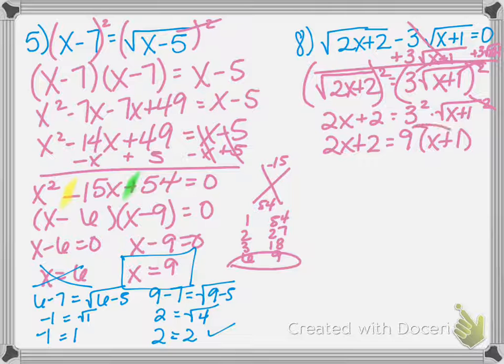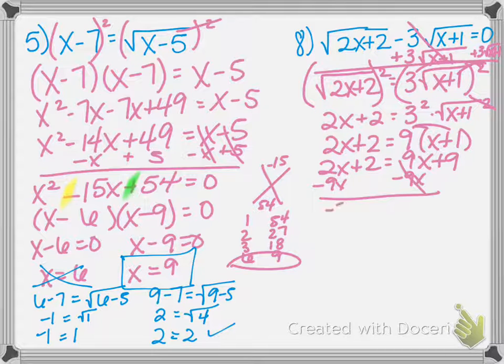All right, so now I have the distributive property one more time. 2x plus 2 equals 9x plus 9. All right, my x value, I do have 2 of them, but it is to the first power. So I know I'm going to have one solution, and I just need to isolate my x. So I'm going to subtract 9x on both sides.